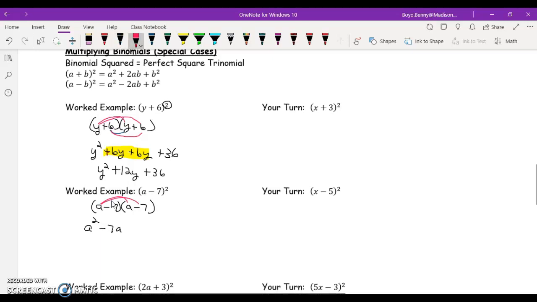Then we're going to multiply negative 7 times a. It's going to give us negative 7a again. And last but not least, we're going to multiply negative 7 times negative 7, which is going to give us plus 49. We'll combine these two like terms in the middle and finish up with a squared minus 14a plus 49. Okay, students, so there is our final answer in standard form.